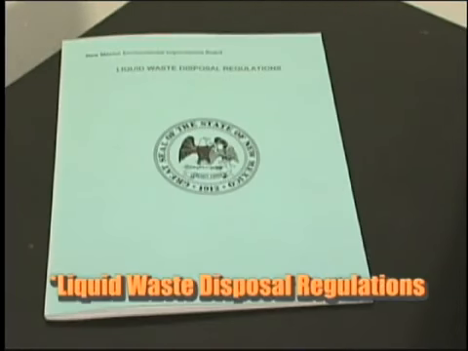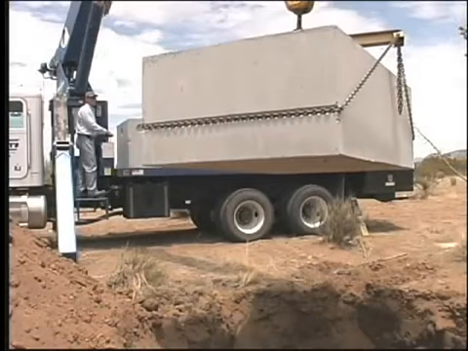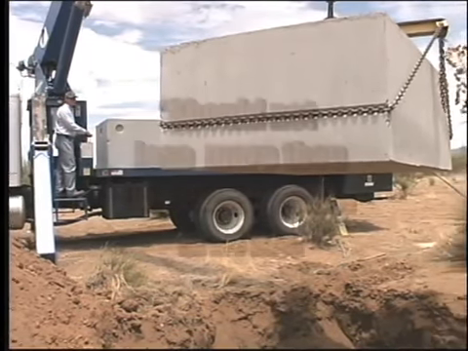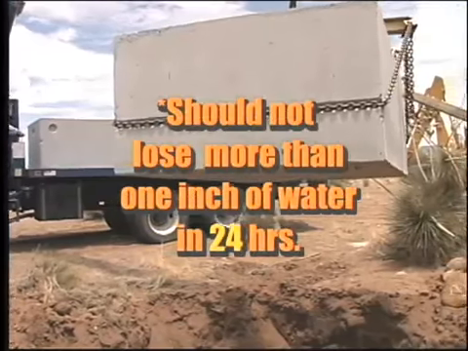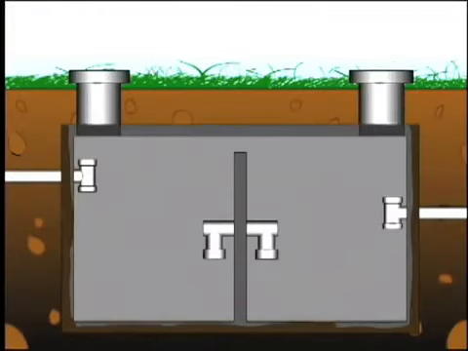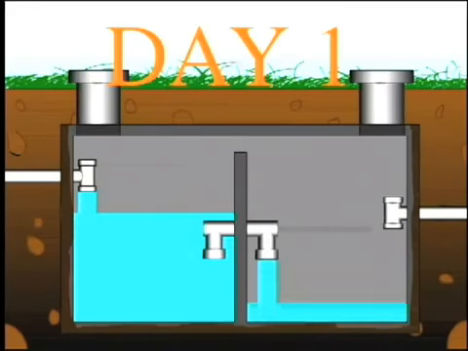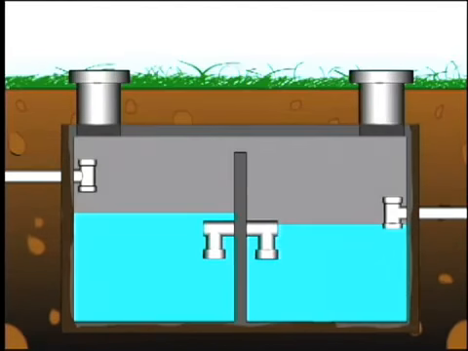Many regulations require the homeowner to fill the tank with water and measure the loss of water over time. This is an excellent idea even if it is not required. A watertight tank should not lose more than 1 inch of water in 24 hours. A new tank will absorb some water. It is best to fill the tank and 24 hours later, top off the tank and begin the actual test.